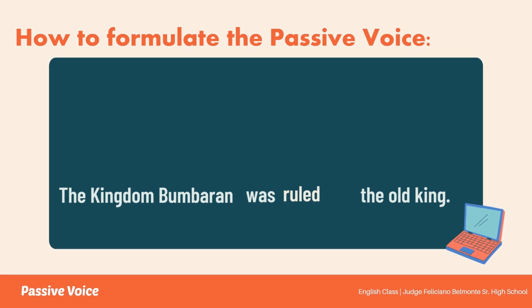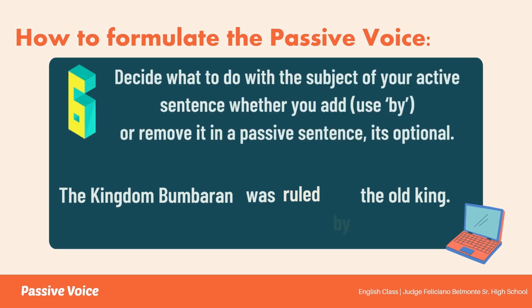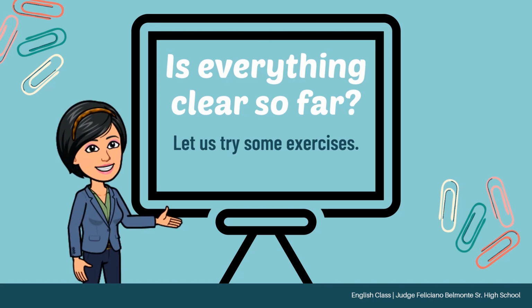And lastly, since we want to write who performs the action, or want to emphasize the receiver of the action while using the passive voice, we use the preposition by. So, in this part, you're going to decide what to do with the subject of your active sentence, whether you add or use by, or remove it in the passive sentence. It's optional. Is everything clear so far? Let us try some exercises.